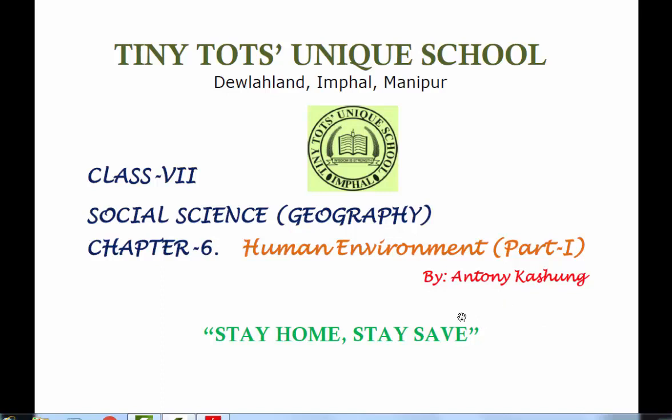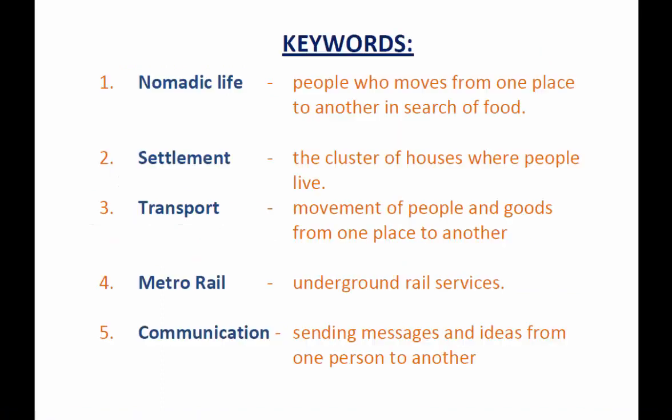Today we will learn the first part of a lesson, that is chapter 6, Human Environment, the first part from geography. Well, before we go into the details of this very lesson, first of all, let us see together some of the keywords that will appear in this very lesson.